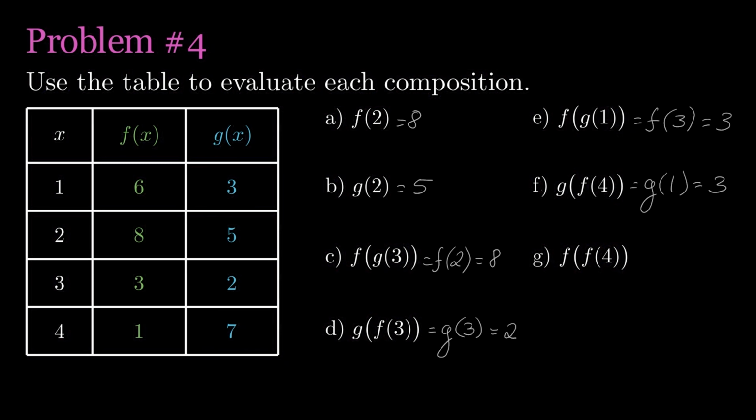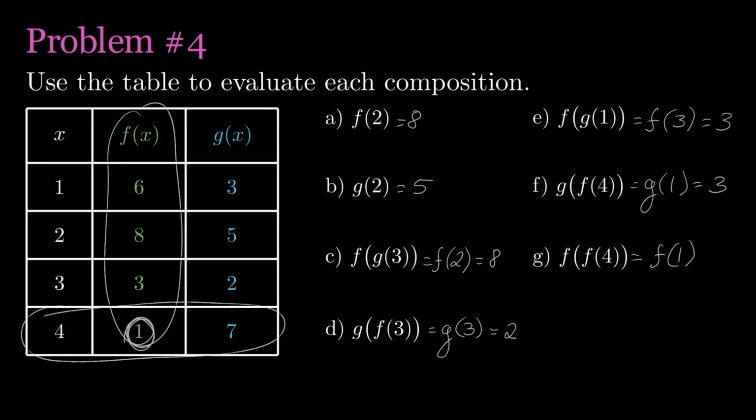Finally, in part G, we're looking for f of f of 4. So we're applying function f twice, but first to 4 to see what that gives us. And f of 4 is 1, as we found in part F already. And to that 1, now we apply the function f again. So we are still in the same column, but now we are evaluating f at 1. That value is 6. And that will be the final answer for part G.